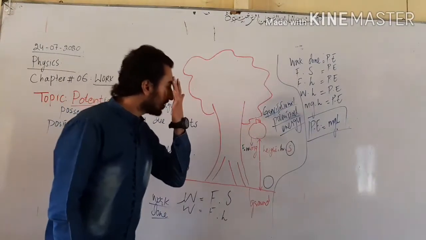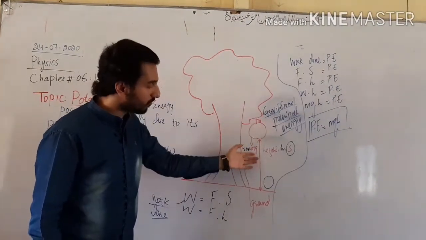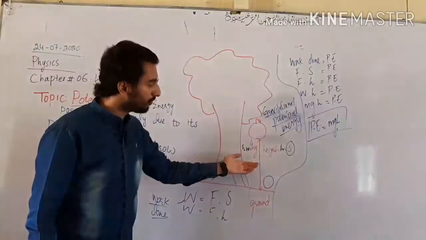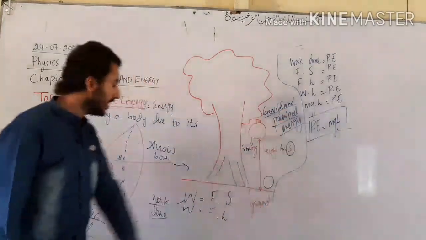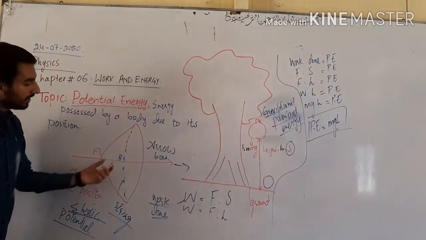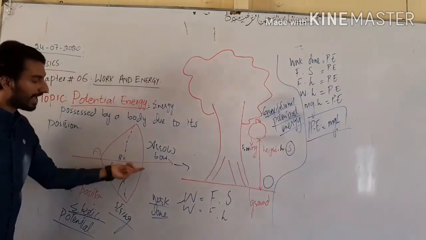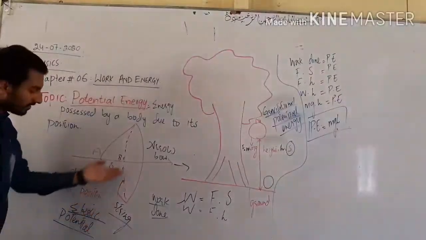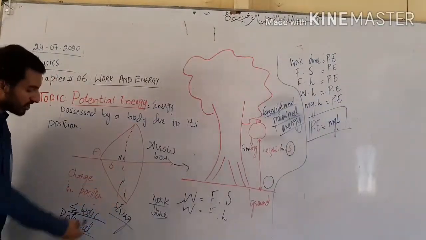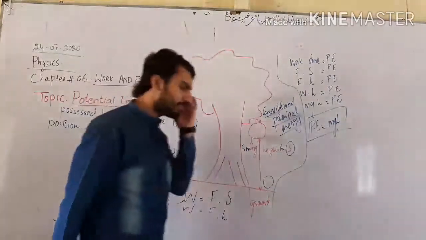In this case, the force acting on the body was the gravitational force. So we call this potential energy gravitational potential energy. In this arrow and bow case, the potential energy was given to the arrow by the elasticity of the string. So we call this kind of potential energy elastic potential energy. There is one more example.